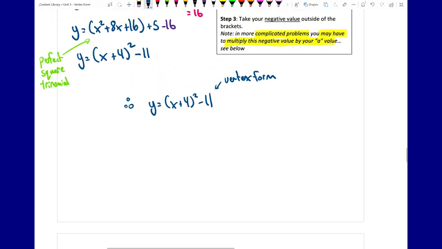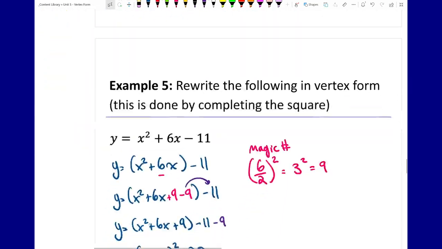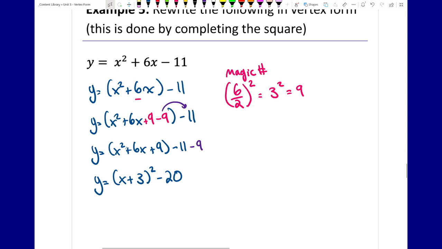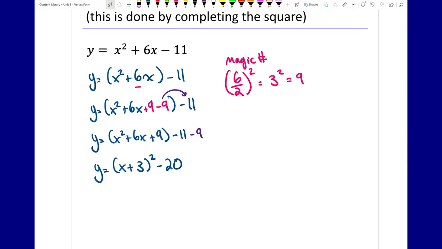Double check something, just want to make sure. Yep, just wanted to make sure I did my adding right with the last one. But now I have the vertex form from standard form. So again, this is a new process. It's new steps. So you do need to practice this so that you are comfortable going through these steps.